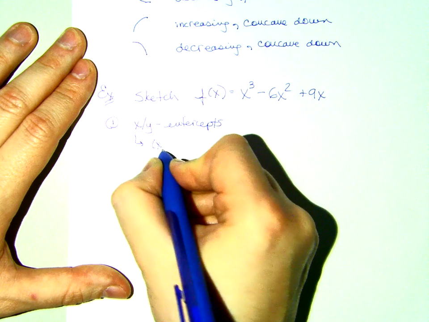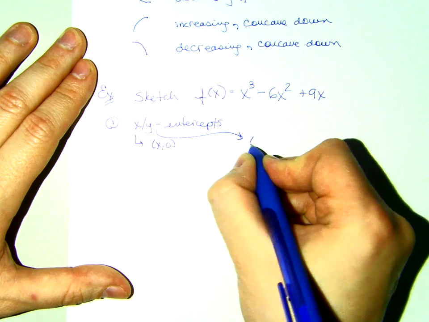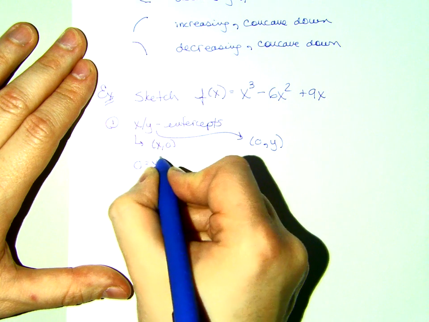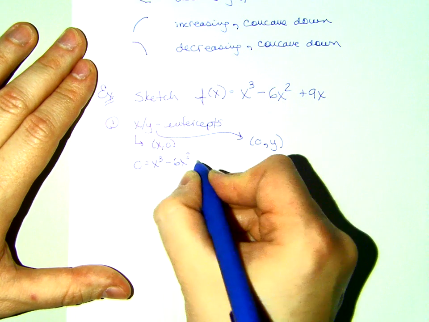X-intercepts occur when the y-coordinate is 0, and y-intercepts occur when the x-coordinate is 0. So take a moment, and let's get some points.